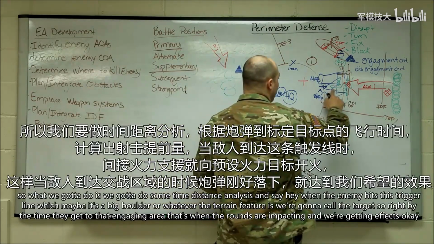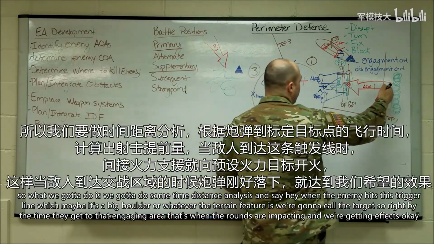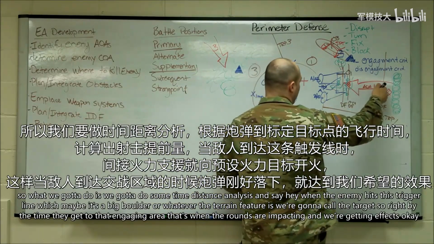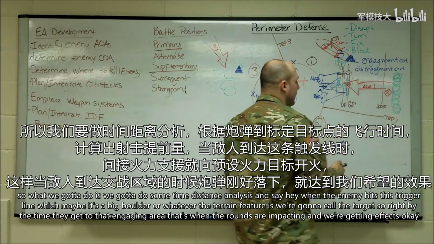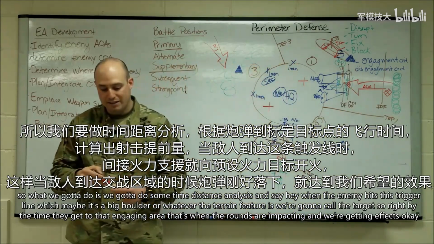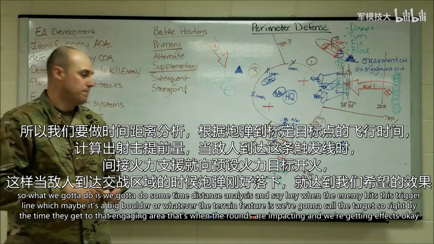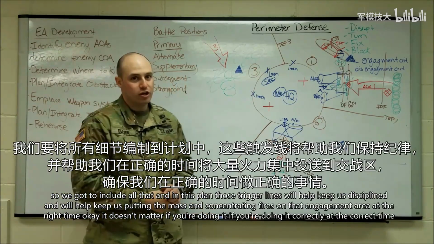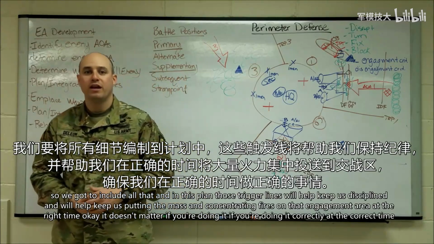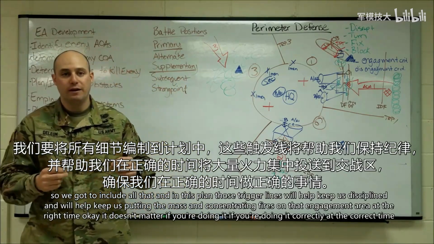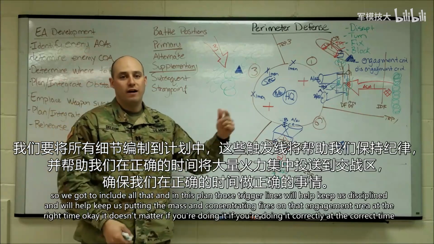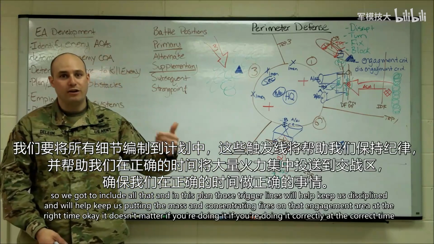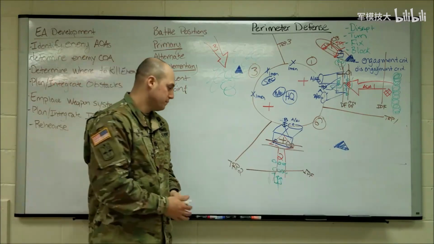So what we gotta do is some time distance analysis and say, hey, when the enemy hits this trigger line, which maybe it's a big boulder or whatever the terrain feature is, we're gonna call the target so that by the time they get to that engagement area, that's when the rounds are impacting and we're getting effects, okay? So we gotta include all that in this plan. Those trigger lines will help keep us disciplined and will help keep us putting mass and concentrating fires on that engagement area at the right time, okay? It doesn't matter if you're doing it if you're not doing it correctly at the correct time.